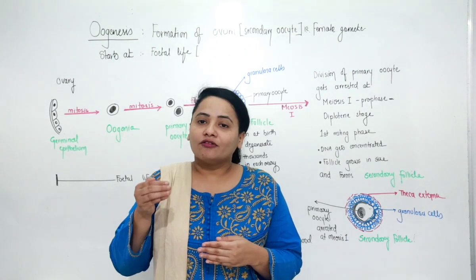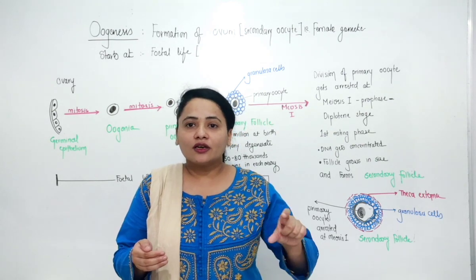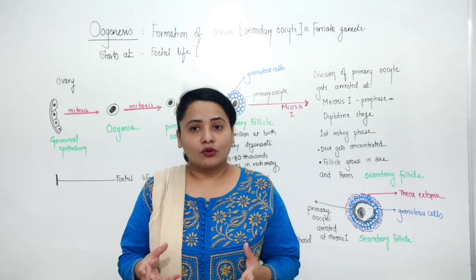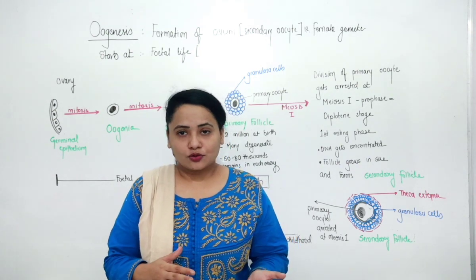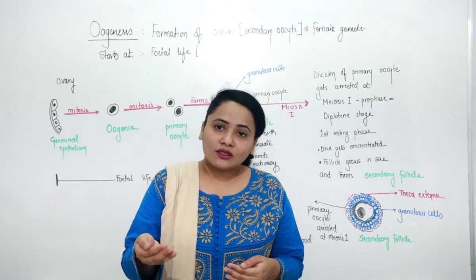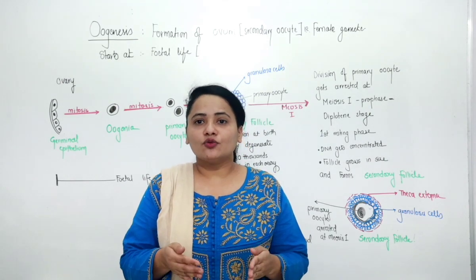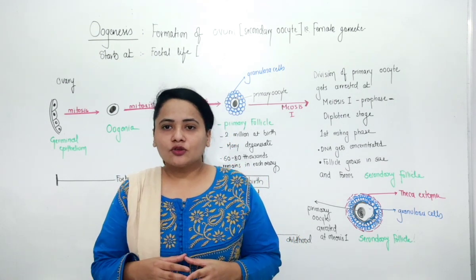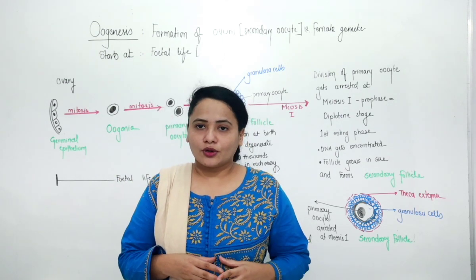The ovum is released at which stage? Secondary oocyte. And then after certain processes, the ovum is formed from that secondary oocyte. So it is a kind of incomplete thing, and when the sperm enters, the secondary oocyte will result in the formation of the ovum. So this is something to be noted very particularly.